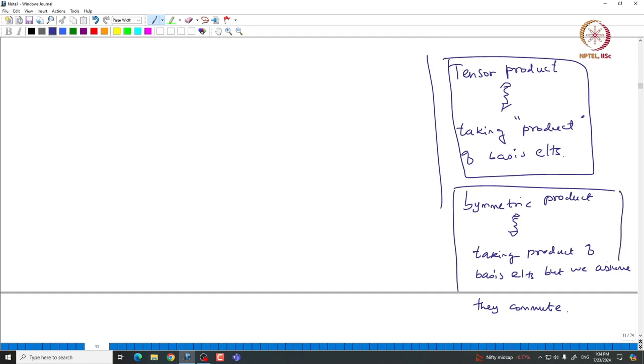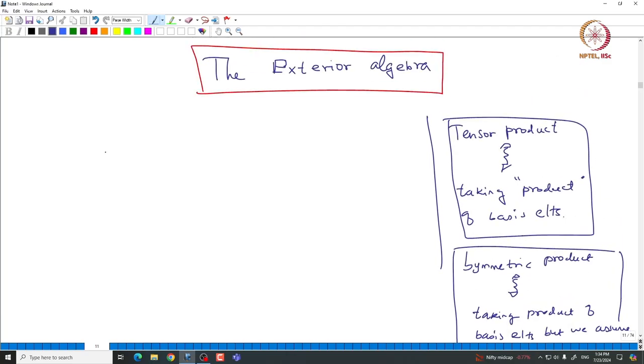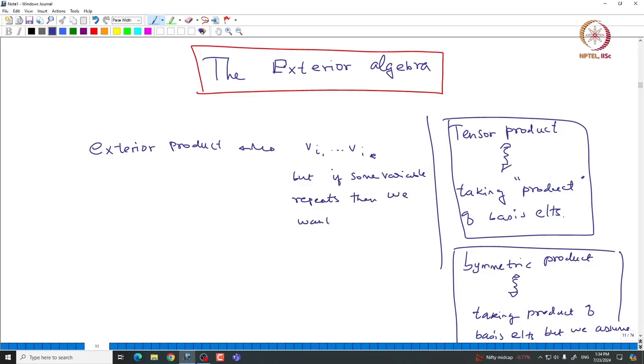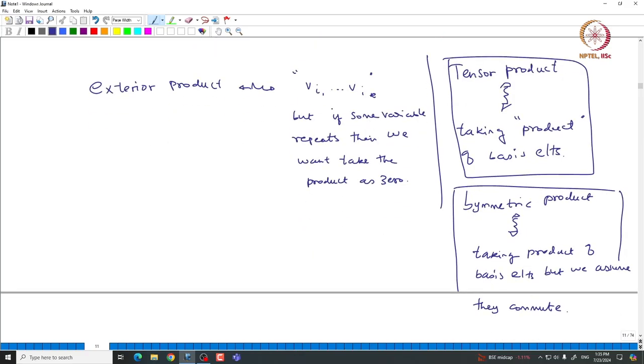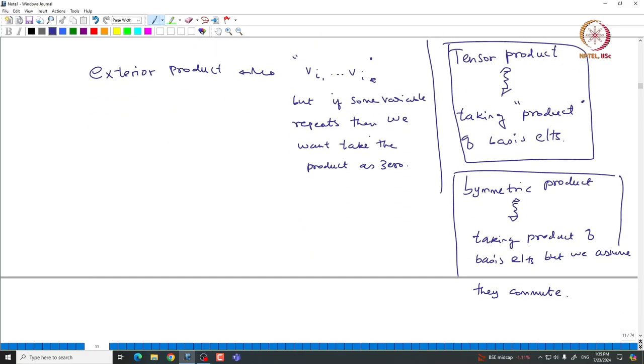Now we are going to see another product, in which whenever some variable repeats, we want that product to be 0. That is where the exterior product comes in. So, what is the exterior product? The way to think about it is that it is just taking the product of vi1 through vik, but if some variable repeats, then we take the product as 0. So, we do not want V times V; V squared should be 0.